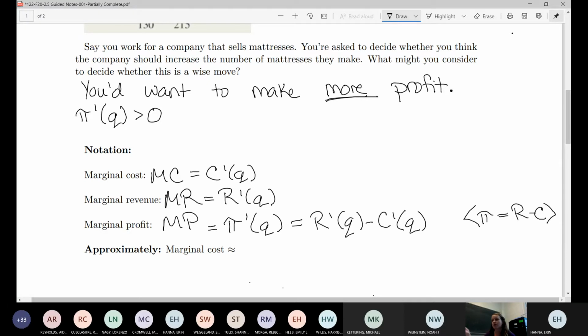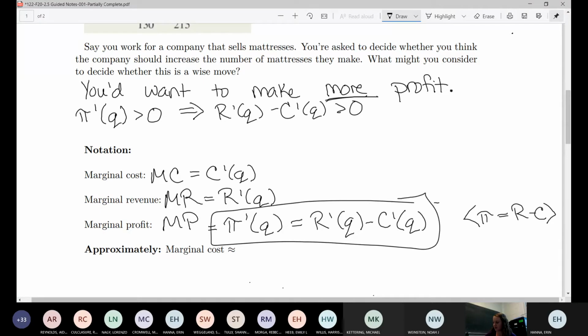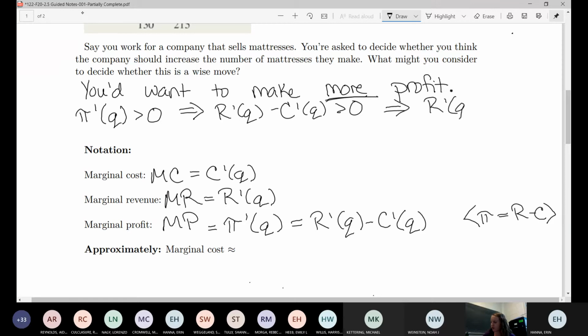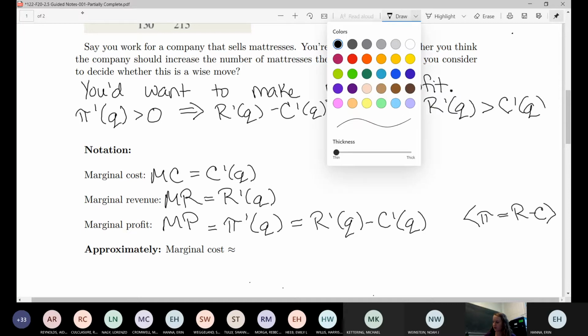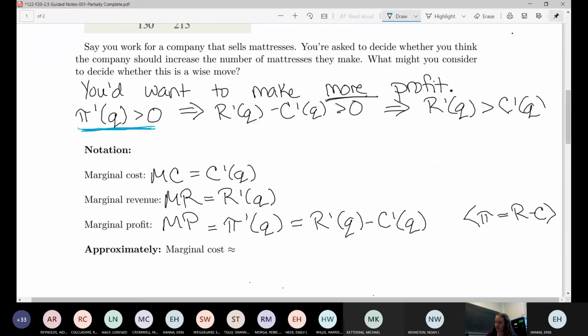We'll want to look at our marginal profit and see whether it's positive. That would be equivalent to saying that the marginal revenue minus the marginal cost is greater than 0, because that's equivalent to the marginal profit. Which would also be equivalent to saying that the marginal revenue is greater than the marginal cost. So we have these two different ways we can think about it.